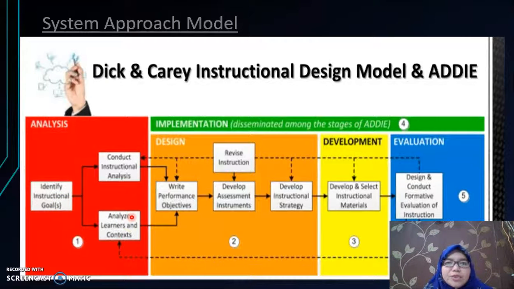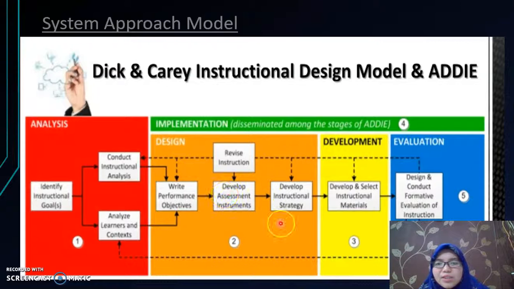Almost all the ID models implement the ADDIE model, which is one of the first ID models proposed. The ADDIE stages are analysis, design, development, implementation, and evaluation. Okay, you can see here that the Systems Approach Model by Dick and Carey divides the analysis into three stages, and they divide all the stages into a few more stages, and implementation is disseminated among the stages of all the ADDIE.